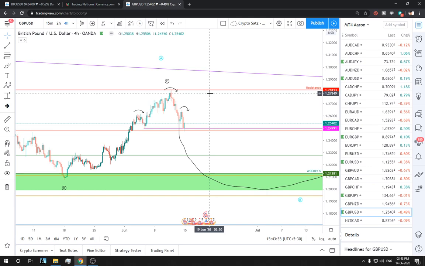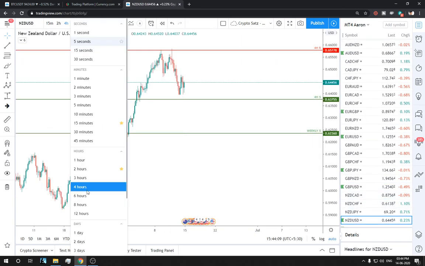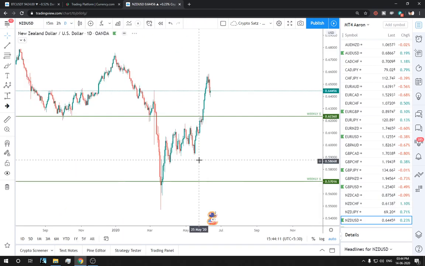So this is how you trade, guys. You just see the view on higher time frames, mark it on 4 hour and execute it on 1 hour time frame. So let's move on to the next, NZDUSD. Go to daily.